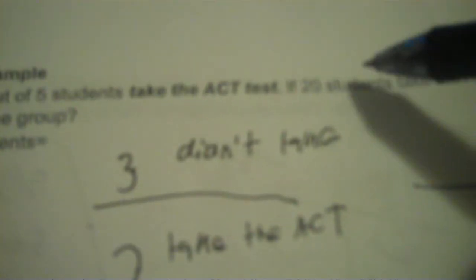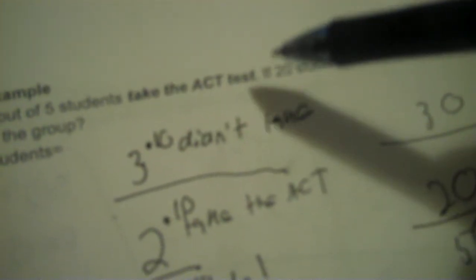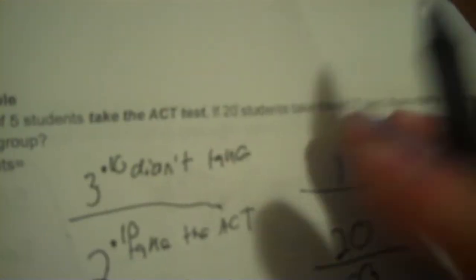Now, over here, they give me an actual amount. 20 students take the ACT test, so that belongs here. So 2 times what's 20? I think it's 10. 3 times 10 is 30. And 5 times 10 is 50. But what's the answer, okay? How many students are in the group? They're not asking me how many took the ACT. I know it's 20. They're not asking me how many didn't take it. They're asking me how many are in the group. It's 50. 50 students.